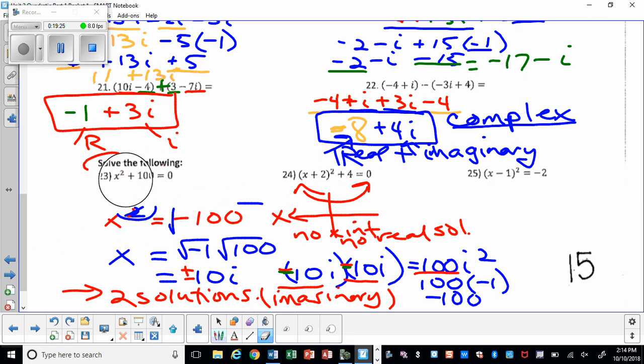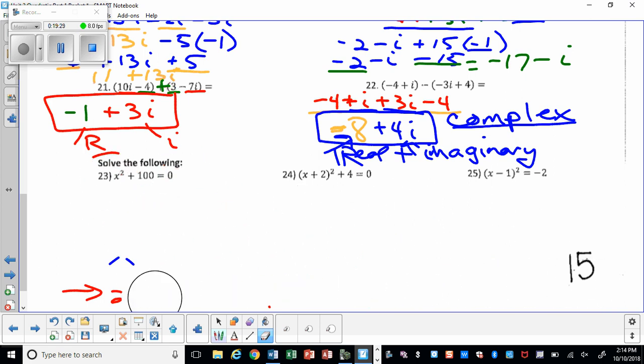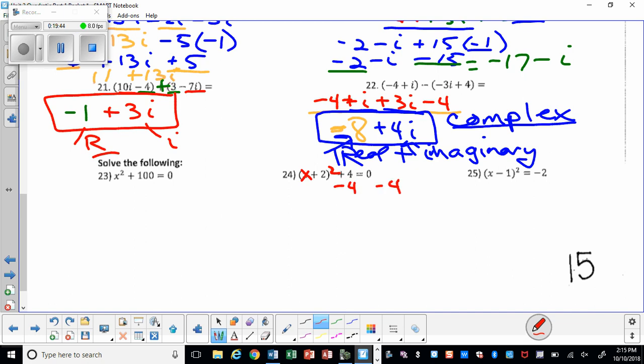So let's look at the next one. Same thing. I've got an x squared, right? But there's no x to the first power. Okay? Got an x here and it's squared. There's no x to the first power. So what I'm going to do is subtract 4 on both sides. So I get x plus 2, that whole quantity squared, equals negative 4.